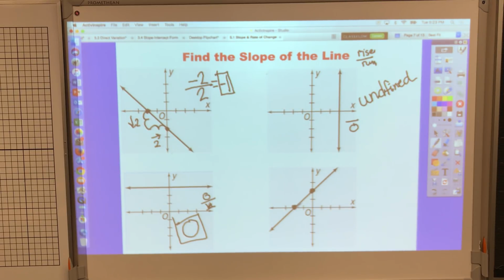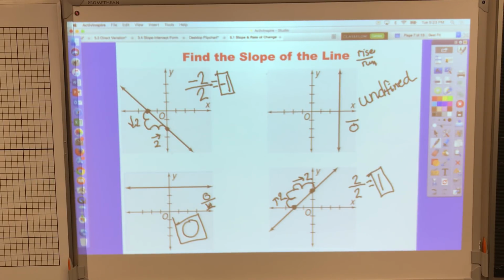Going through those points on the coordinate plane. So from the left, 1, 2. This time we went up 2. And then here we went over 1, 2. My rise is +2. Run is always positive as long as you start at the left. And 2 over 2 simplifies to 1.